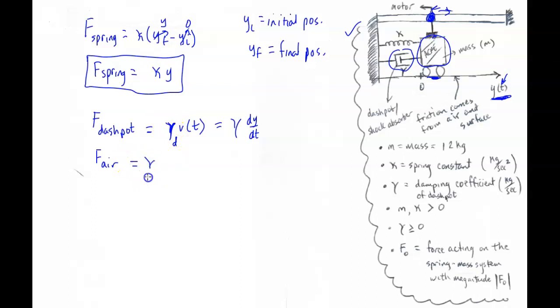I'm going to call this one gamma sub A. And again, same kind of thing. We know air drag is going to be proportional to velocity. So I can go ahead and put the D there too. So I can look at this as dampening coefficient of air times derivative of position.